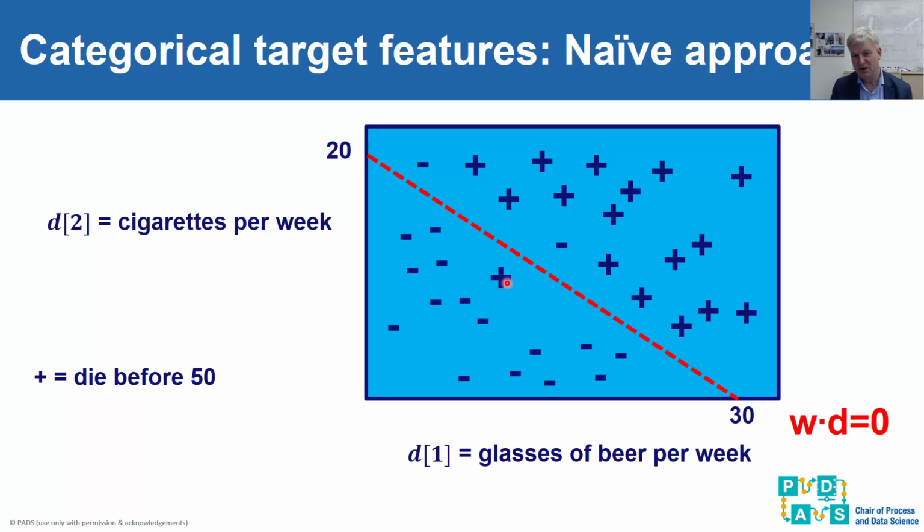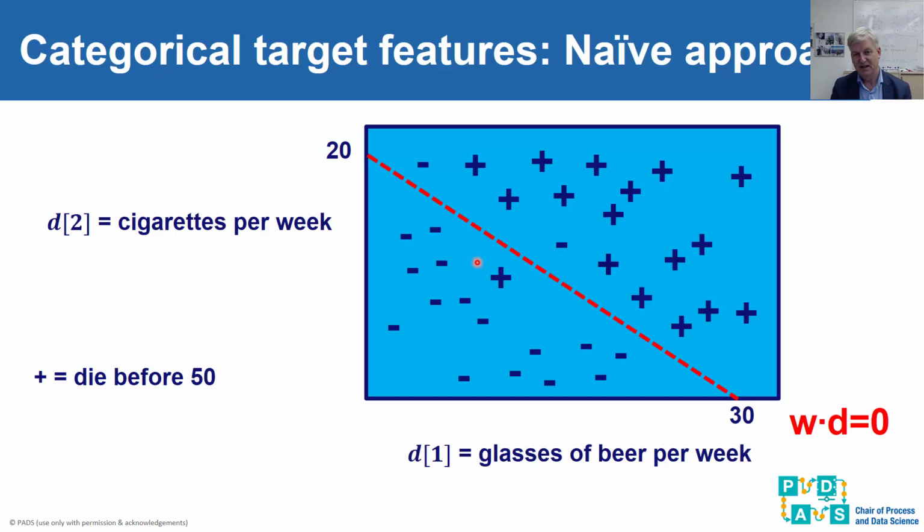So that's the plus here. This was someone that was not drinking a lot, was not smoking a lot, but still died before the age of 50, having a plus. These are two cases, this minus and this minus, two examples of people that live beyond the age of 50, although based on their cigarette and beer consumption, you would have expected that they died before the age of 50.